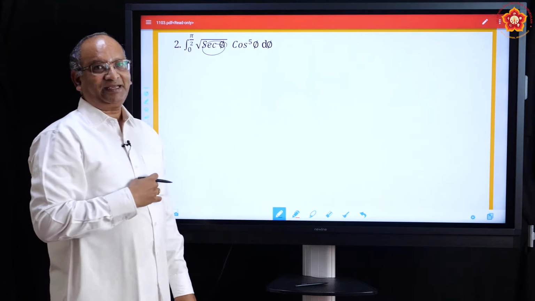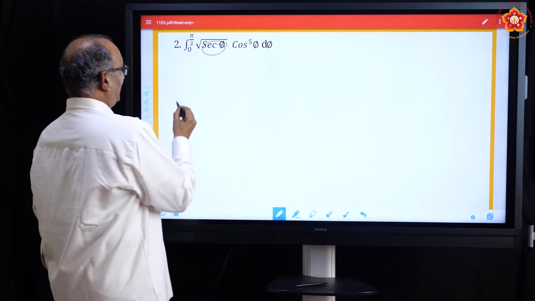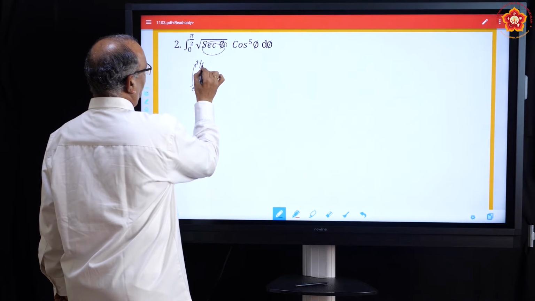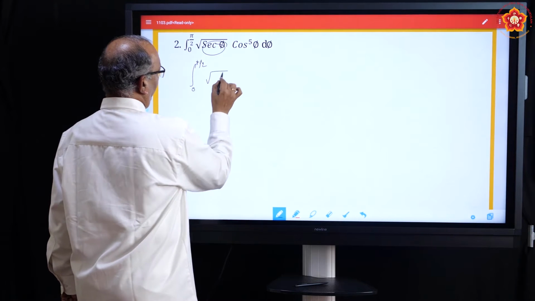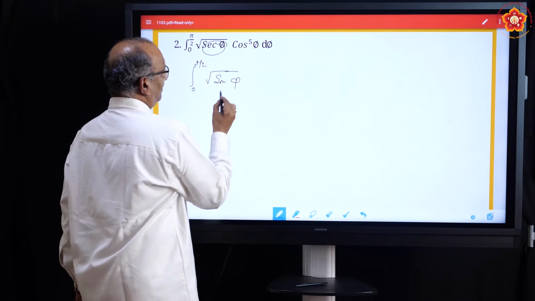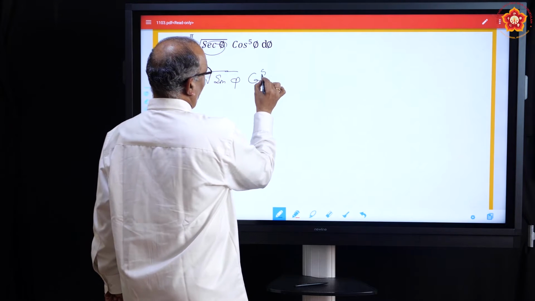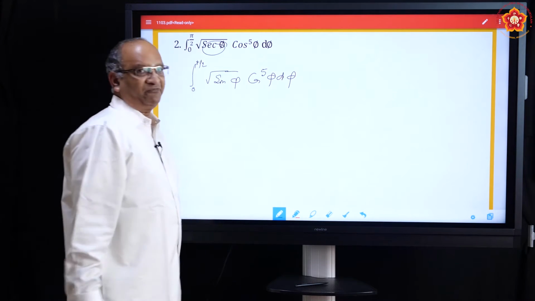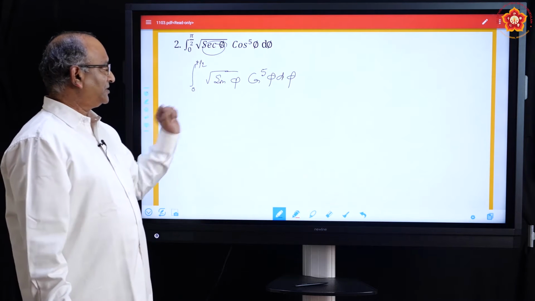There is a small mistake in writing the problem. The original problem is the integral from 0 to pi by 2 of under root of sin phi into cos to the power 5 phi d phi. You can refer to the textbook. So this is our question.